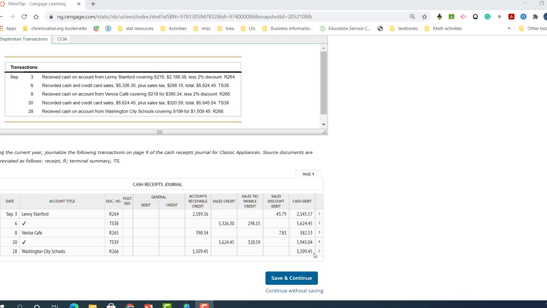And then the next one was our cash and credit card sales, and we had sales tax on that one of $320.59. So since these are both credits, we have to add in this case. And then Washington City Schools went ahead and paid the accounts receivable credit of $1,509.45, and they did not get it paid in that time, so they did not have a discount. So go ahead and work on your next one on your own. Do the next cash receipts journal.